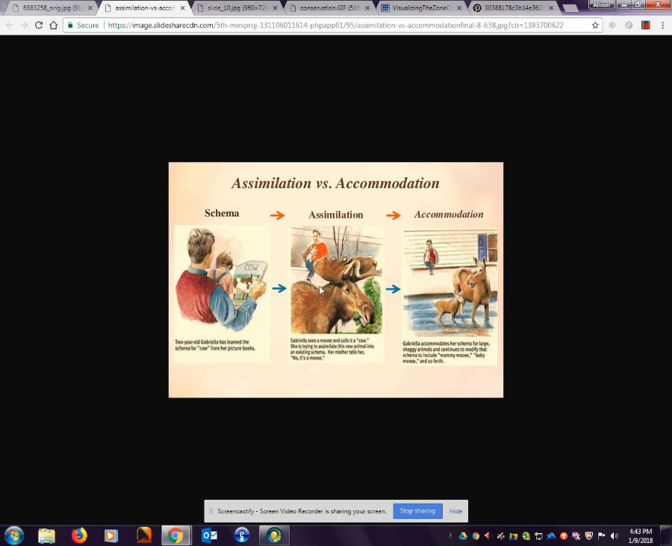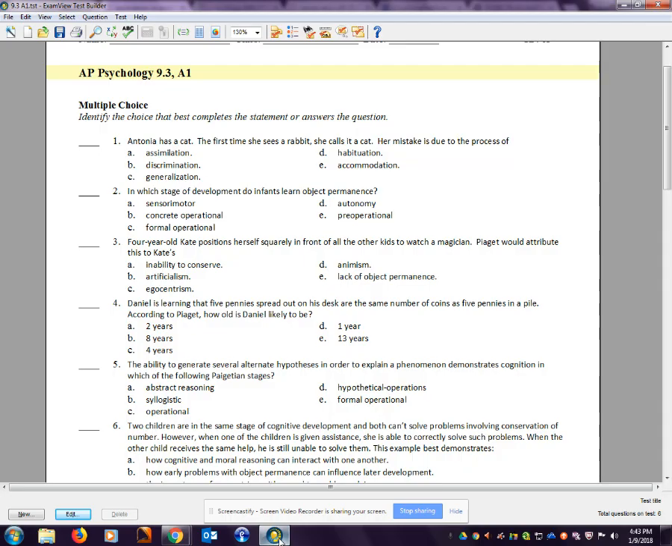So she's still learning, but over time, she is able to accommodate the idea that other brown furry things can be other items besides a cow. So she sort of expands. So it says Gabriella accommodates her schema for large shaggy animals and continues to modify that schema to include mommy moose, baby moose, and so forth. And if any of you have younger siblings, you've seen this happen. So that's why it is not going to be accommodation.